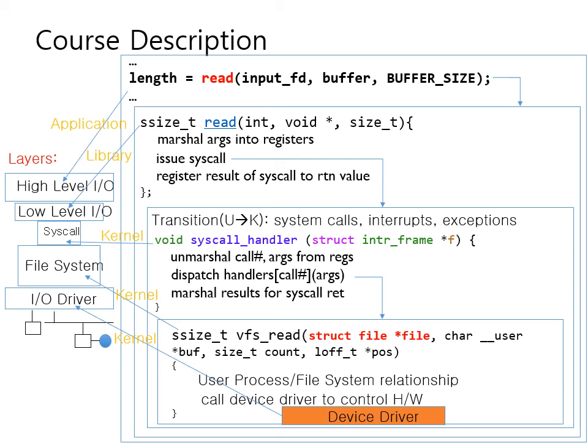Eventually, the disk device driver that controls the disk hardware reads the data from the file and stores it in memory. The kernel returns the data in memory to the user process.